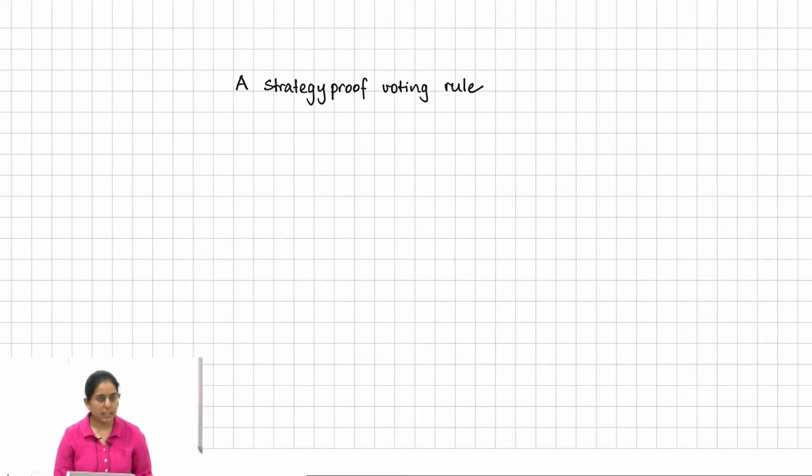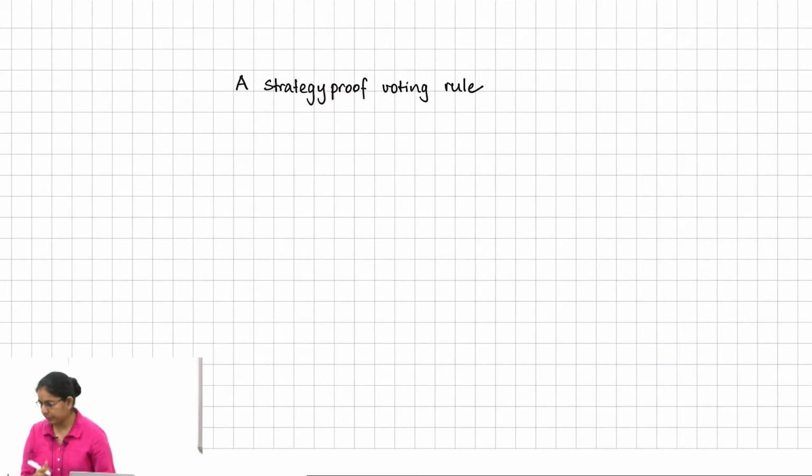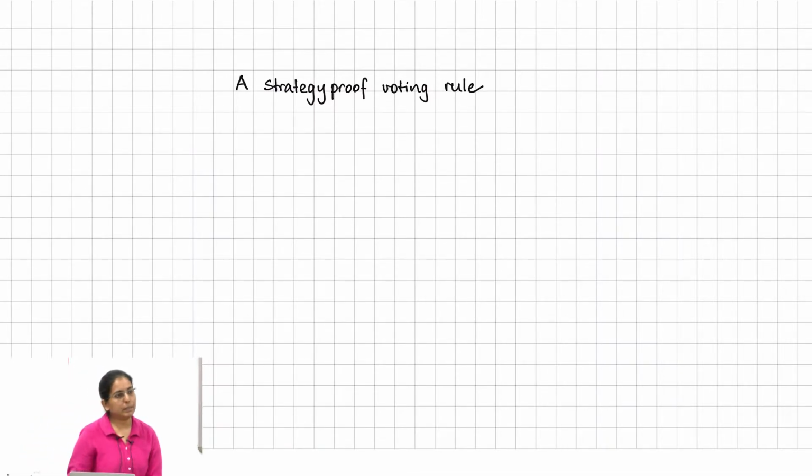But all of these rules are onto, meaning you can construct profiles where any particular candidate comes out on the top, right? Okay. Can you quickly think about if dictatorship is strategy proof and if dictatorship is onto?